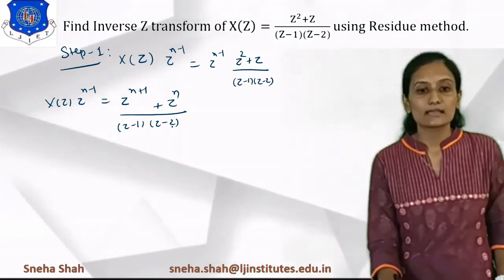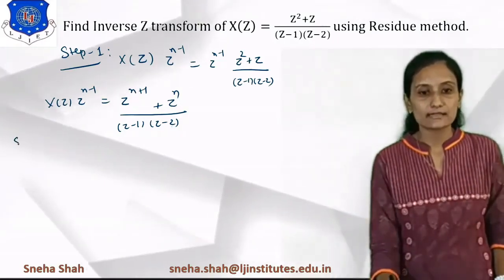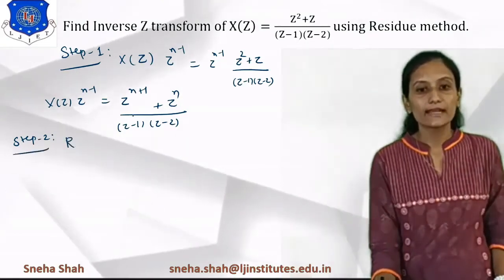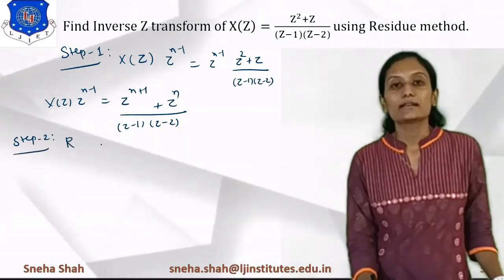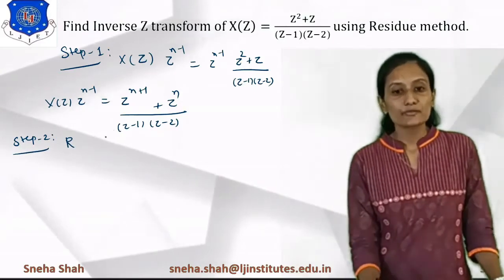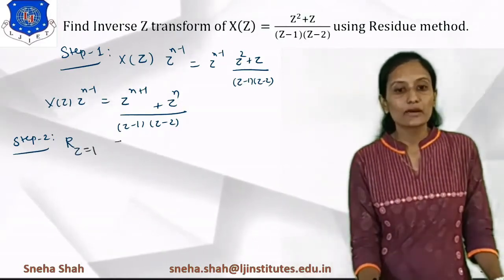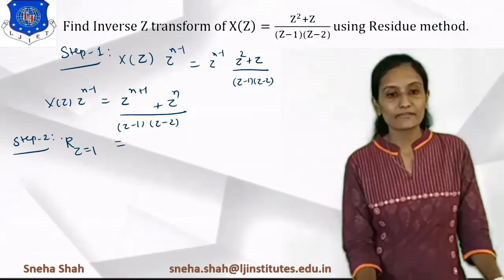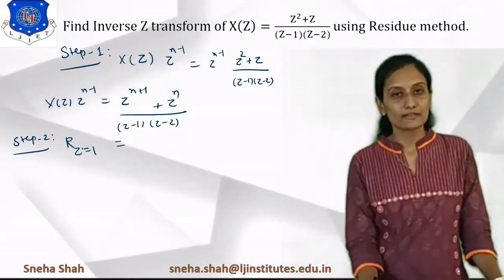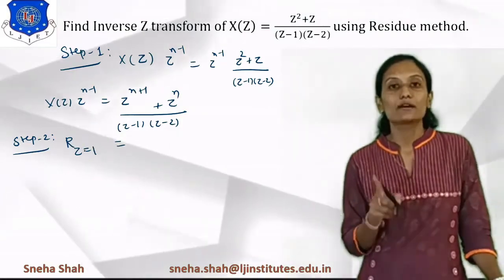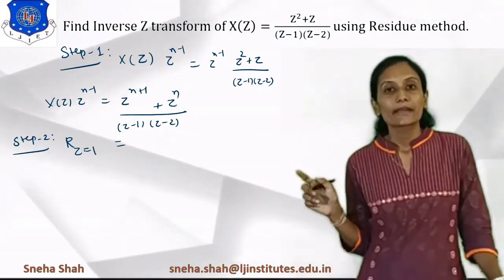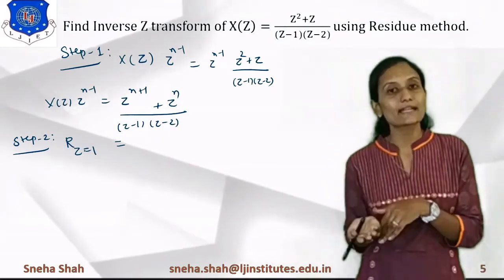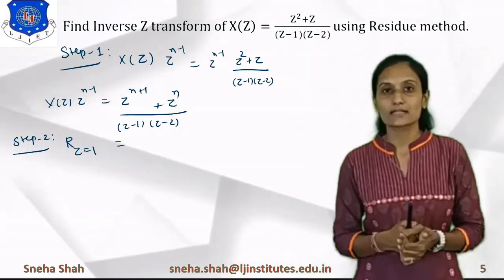Now the next step is to solve this example using the residue method. We are taking residues at which poles are located. So the first pole is located at z equals 1, so I will find the residue at z equals 1, and then I will find the residue at z equals 2. And at last we will add these two residues. So directly we can find its inverse Z transform.